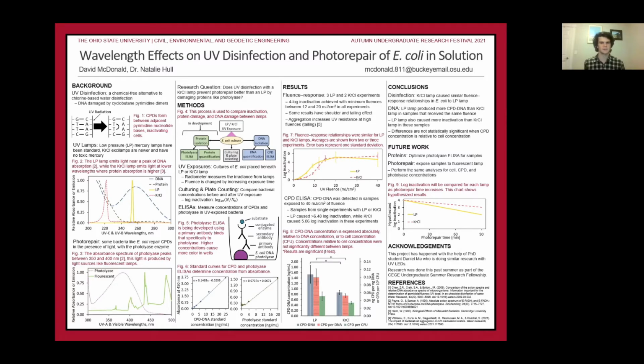Enzyme-linked immunosorbent assays, or ELISAs, use antibodies that bind specifically to the molecules being measured. Then a second antibody attaches with a conjugated enzyme that causes color to appear when a substrate molecule is present. ELISAs are being used to compare sample CPD concentrations. A photolyase ELISA is also being developed. The concept is shown in Figure 5. Absorbance readings measure the amount of color, which is related to concentration with the standard curve. Figure 6 shows two example standard curves from ELISAs.